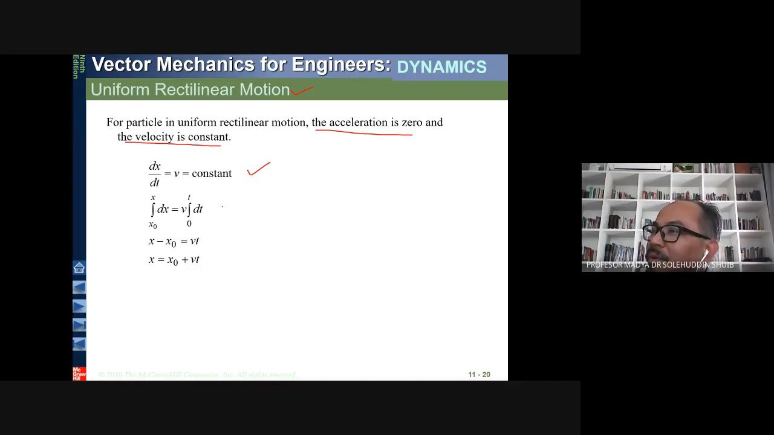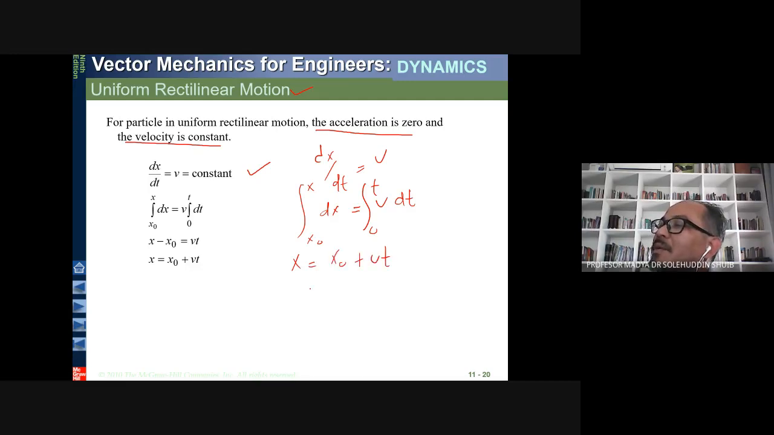For the integration of this one, you integrate both sides. We get dx/dt equal to v. So multiply both sides, you get dx equal to v dt, right? And then you integrate both sides, with limits from x₀ to x, and from 0 to t. So you get x equal to x₀ plus vt.